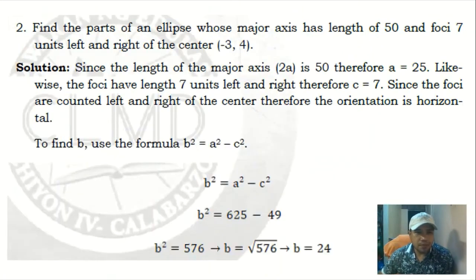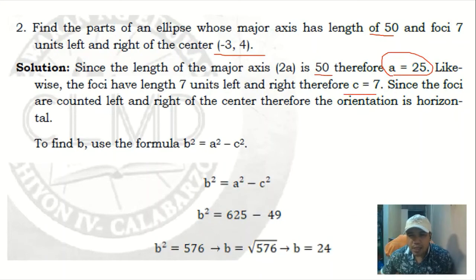So, find the parts of an ellipse whose major axis has length of 50. Major axis is 50. And then, foci 7 units left and right of the center, negative 3, 4. So, major axis is 50. Therefore, ang A natin is 25. Then, foci natin is 7 left and 7 right. Ibig sabihin, C is 7. Since sinabi niya yung word na left and right, therefore, ang orientation natin is horizontal.